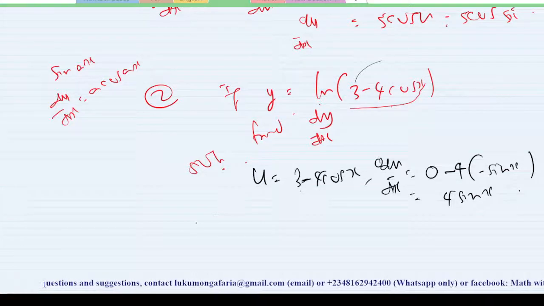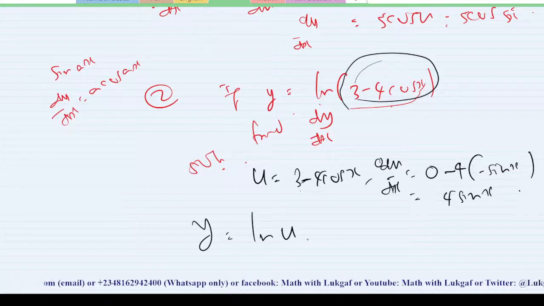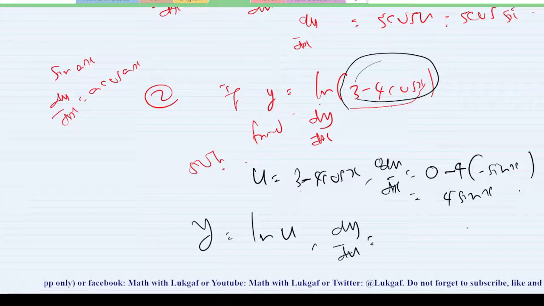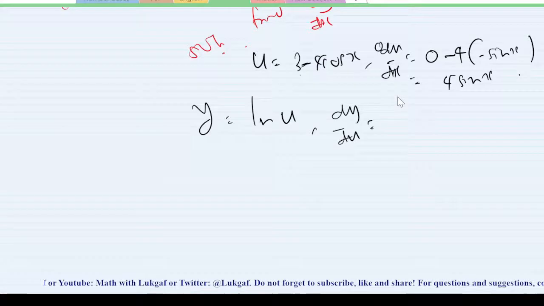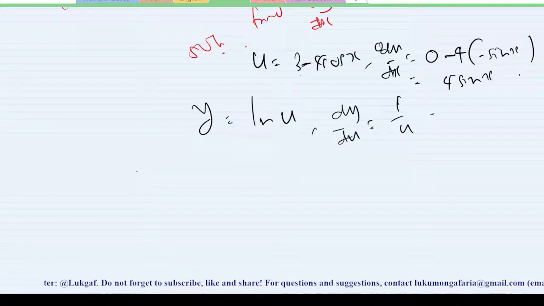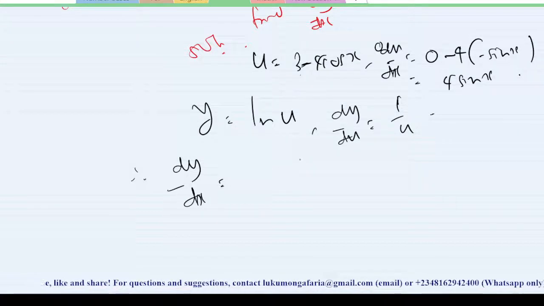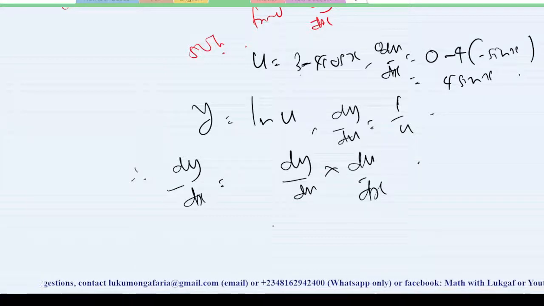Now if you go back to your question, your y will now be ln u, because I've made this to be u, right? Then you are still going to find dy/du. From your standard derivative, your dy/du is what? 1 divided by u. Then you now apply your chain rule. Don't forget dy/dx will be dy/du multiplied by du/dx.